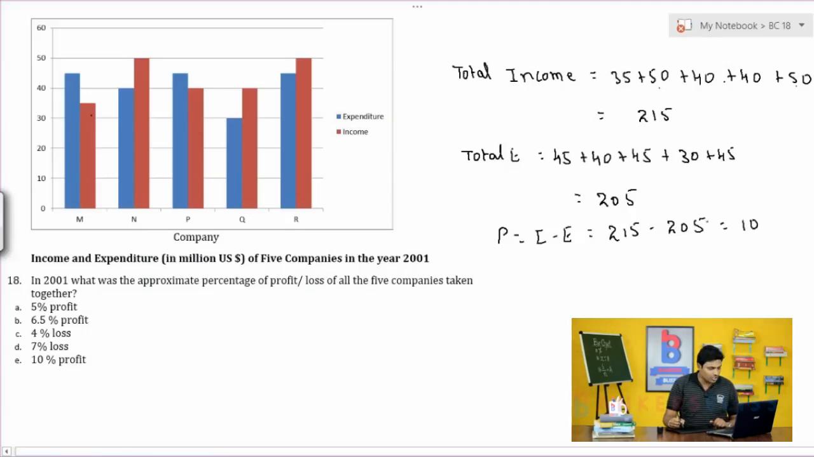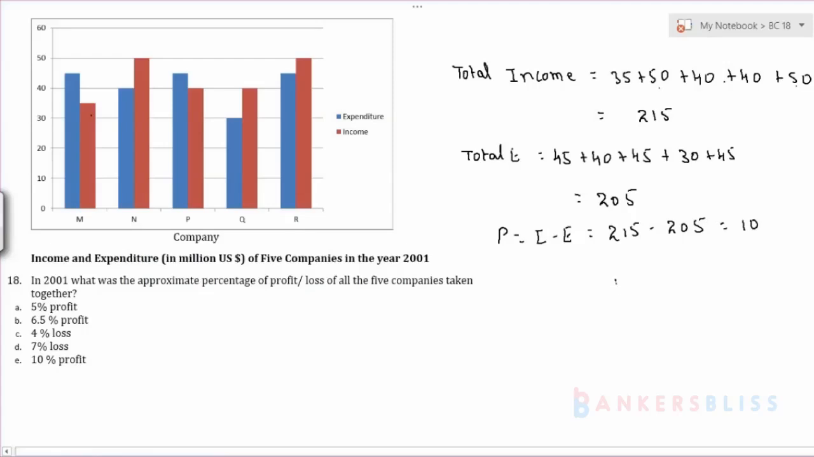So how much percentage does it form? We have to calculate 10 divided by 205. You calculate 10%, which is 20.5, but they have asked for an approximation. 10% is much more than 10, so you calculate 5%. 5% means 10% by 2, which is 10.25, very near to the numerator value 10. Therefore, we are getting 5% profit.